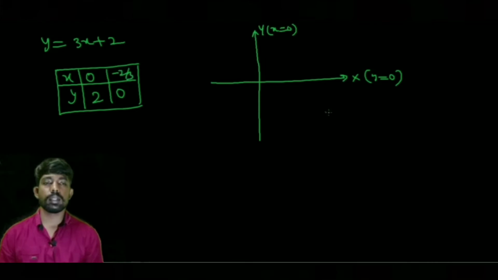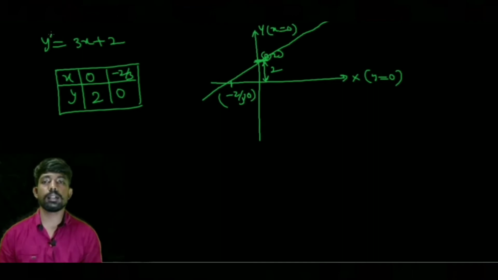If I point 0 comma 2, here is 0 comma 2. Next, minus 2 by 3 comma 0, here it is minus 2 by 3 comma 0. Hence if I join those two points, this is the line. Here the y-intercept is 2. This is how to plot the line equation.